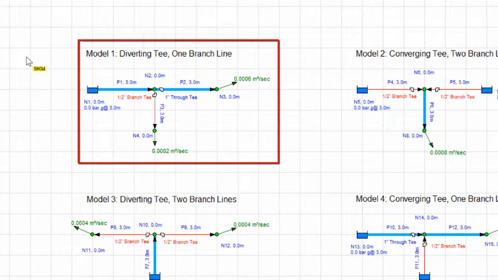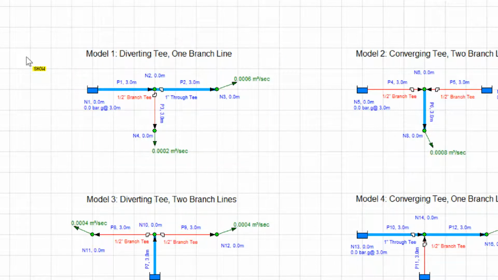Model 1 shows a diverting T, where there is one branch line. The through T fitting is added to pipe 2, and the branch T fitting is added to pipe 3. In a diverting T, it is important to add the fittings to the pipes after the branching node, because the friction loss needs to be calculated from the velocity of the fluid in each pipe into which the fluid flow has been separated, and not that of the pipe carrying the total pre-diverted flow.